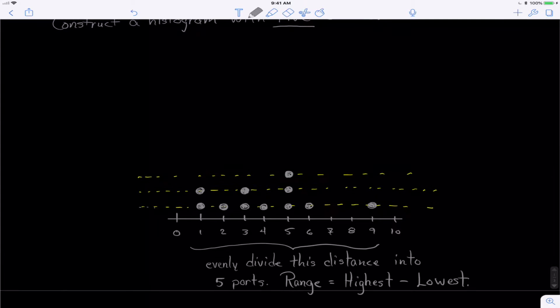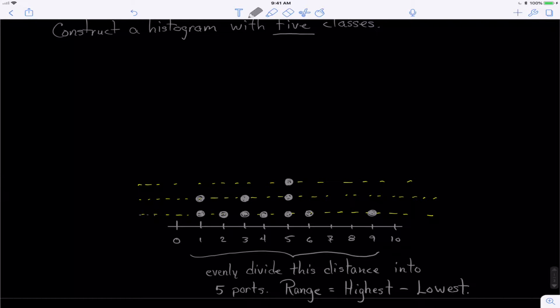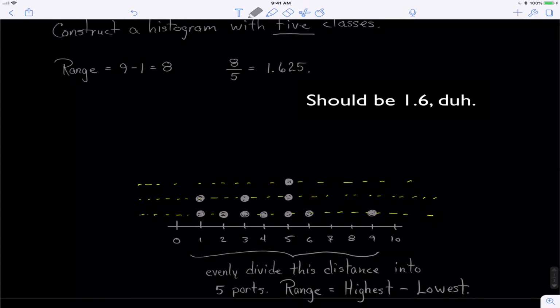Okay, so let's come back up here. I'm going to use that information. We want 5 classes. So here's what we do. We take our range, let's find that first. So our range is 9 minus 1, which is 8. Now we want this into 5 equal parts. So we take our 8, we divide it by 5, and if we do that, we get 1.625. Now, right off the bat, this is a problem.